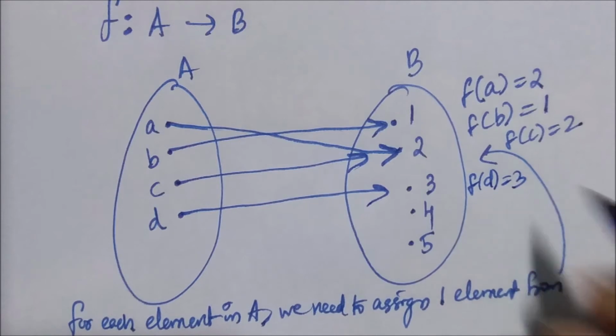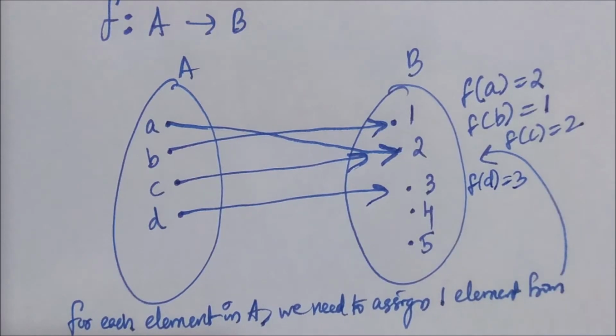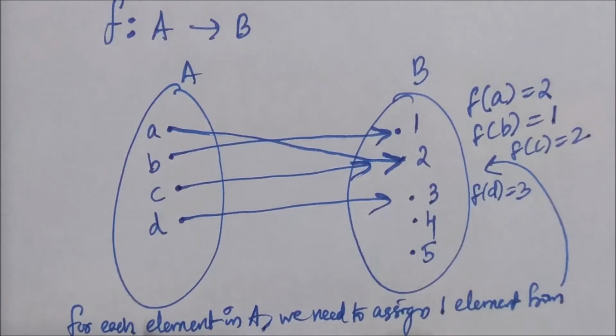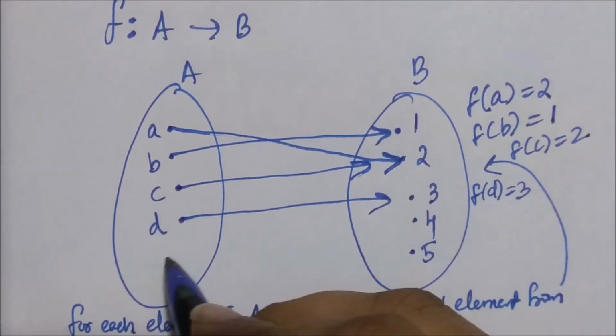This is our function. And if you see, f(a) is 2 and f(c) is also 2. So this kind of scenario happens: two elements in the set A can map to the same element in the set B. Two or more elements can map to the same element. That scenario can happen, but it's still a function.